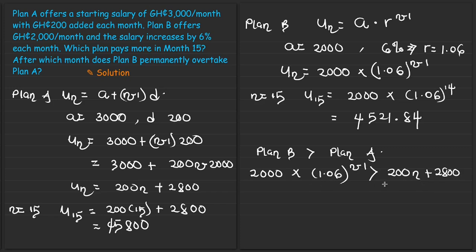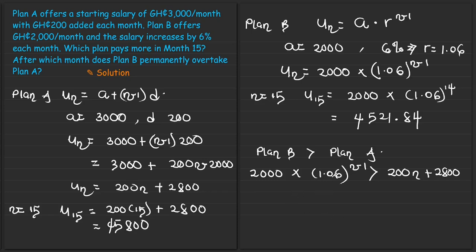We can't directly make n the subject so that we solve for n. Hence, we can test. In testing, we pick various values of n and then we settle at where our n actually gives us a value of Plan B being greater than that of Plan A. So for now, we have got up to 15. And as at 15, Plan B is still less than Plan A. So let's start at around 20 and see.